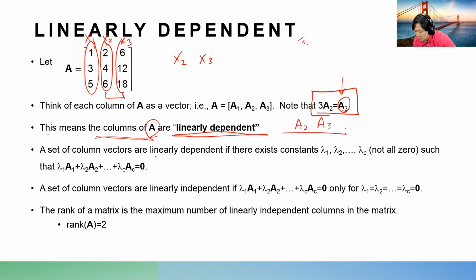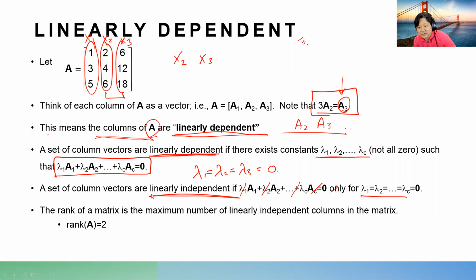So a set of column vectors are linearly dependent if there exist constants, lambda 1 through lambda c. In this case, look at this. But if lambda 1, 2, 3 are all 0, in that case, they are linearly independent. Okay. And then the rank of a matrix is the maximum number of linearly dependent columns.